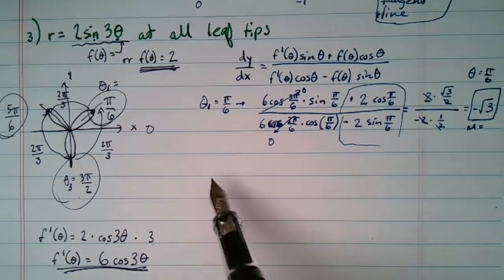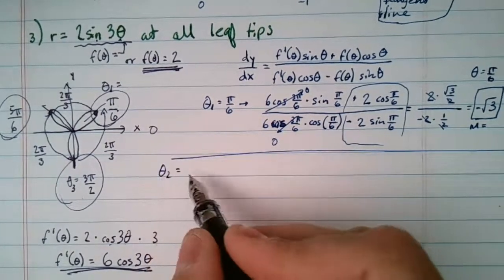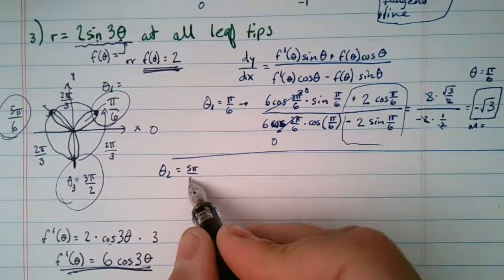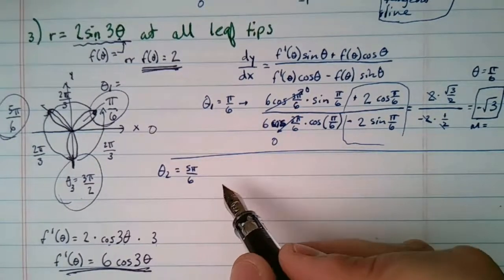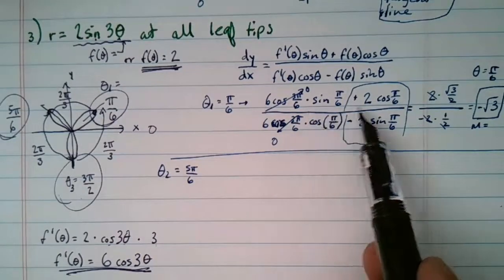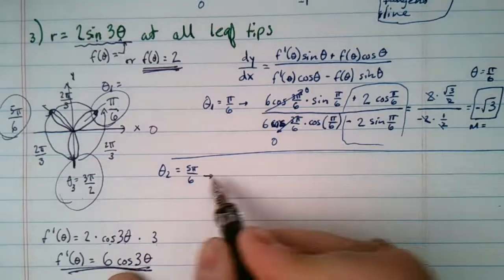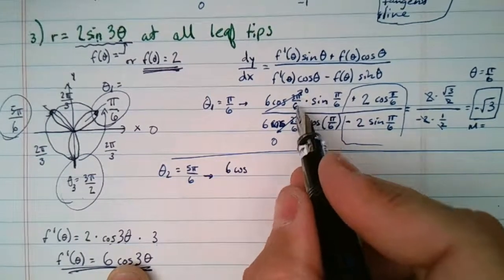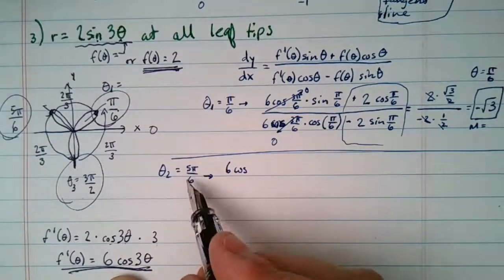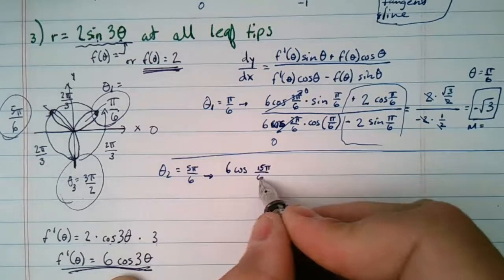Okay, now what? We do the same thing for theta 2. Theta 2 was 5 pi by 6, and we're going to do that same thing over again. What's the equation going to look like? Well, I'm literally going to copy this fraction. It's literally going to be 6 cosine. Instead of 3 pi by 6, it's going to be 3 times that, which will be 15 pi by 6.